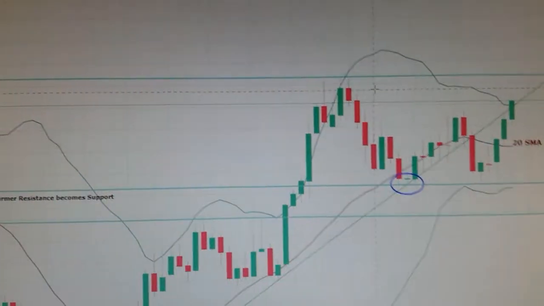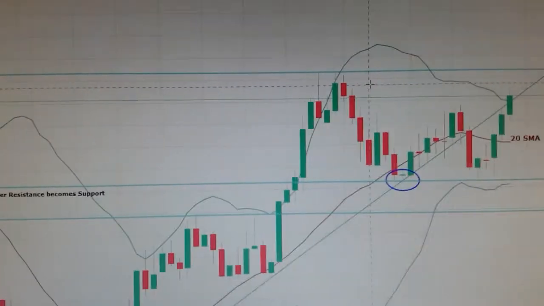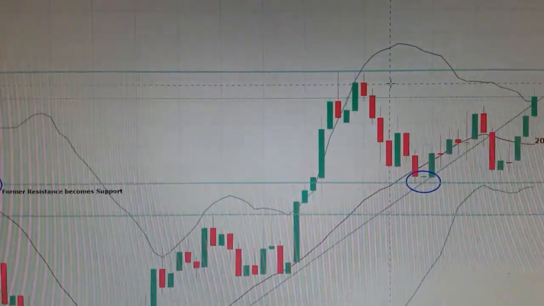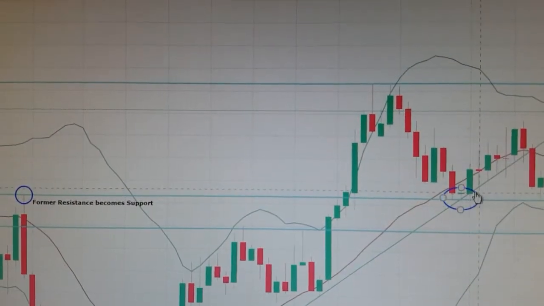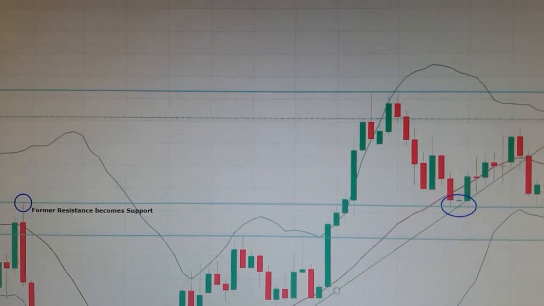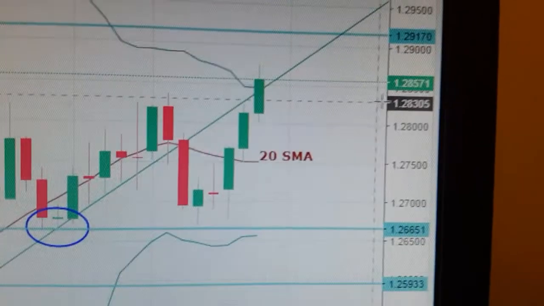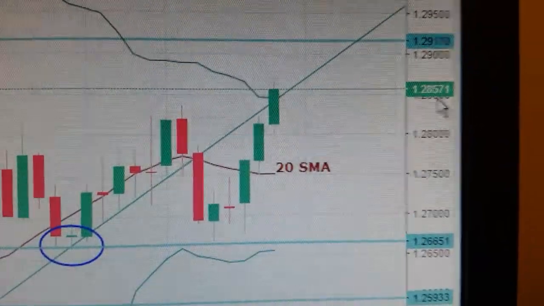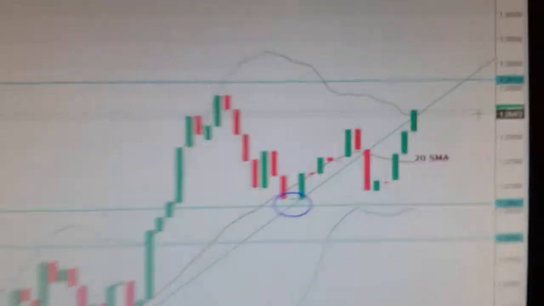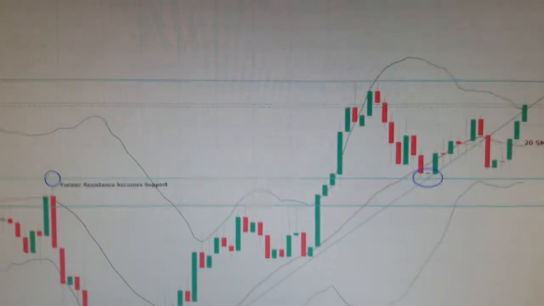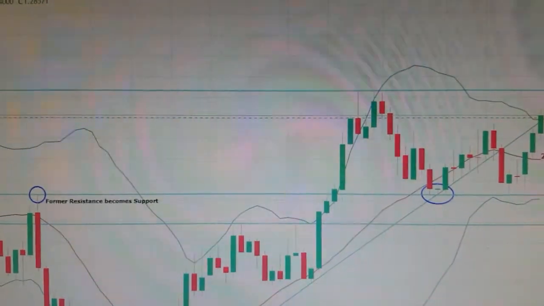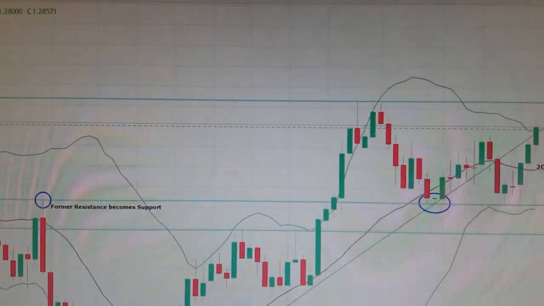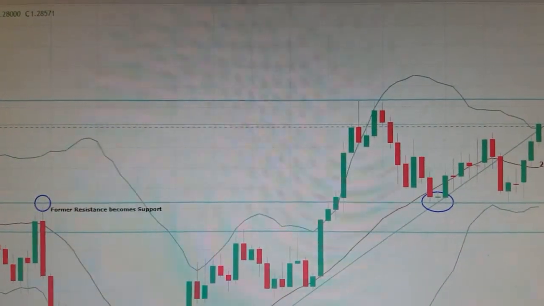And as I said, yes, I am still long as I wrote this post. As you can see from this entry point right here, where it's now at, it's currently at 1.28571 as of making this video. And so yeah, I've got an unrealized gain on my position, as you can imagine.